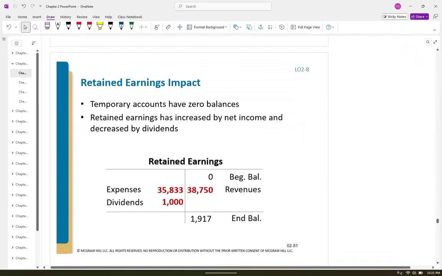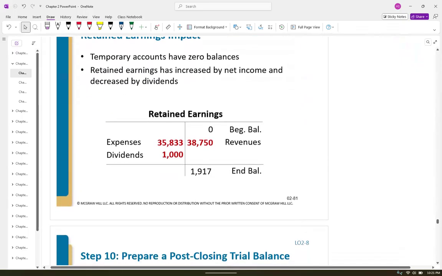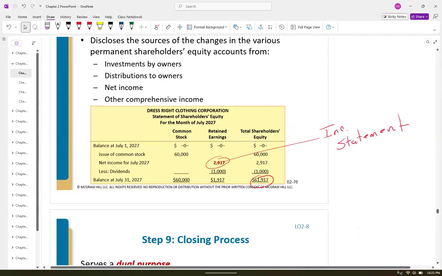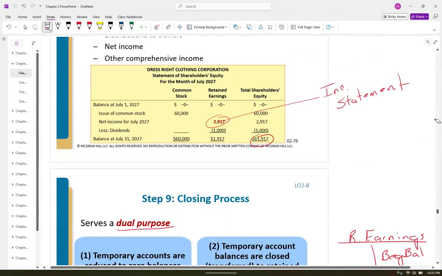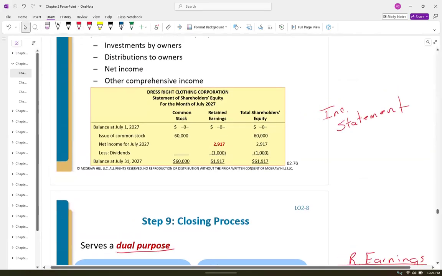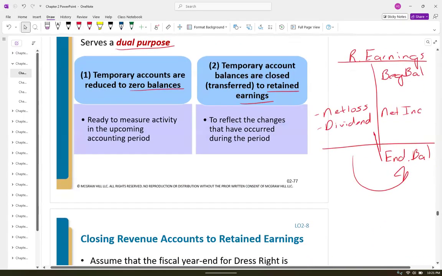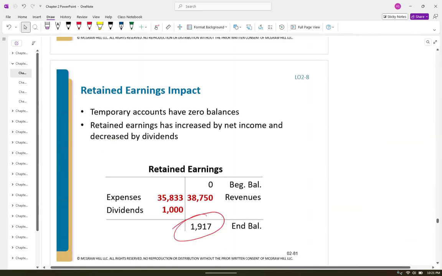Okay. So the impact on retained earnings, which they did back over in that statement of shareholders' equity, that number popped up. So the good thing is you have lots of check figures when you're going through this process. So that ending retained earnings should be the same after you do that closing process.